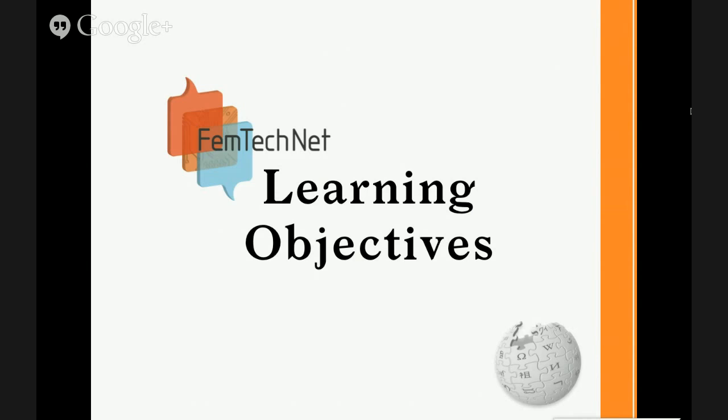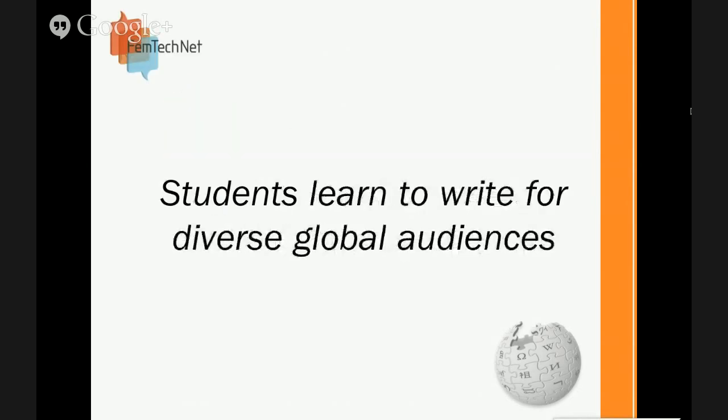Among the learning objectives, and this is very common for people who use Wikipedia in the classroom, in writing for Wikipedia, students learn to write for diverse global audiences. They learn basic skills of reading and writing, how to read critically and how to write for informed and educated audiences. Next slide.